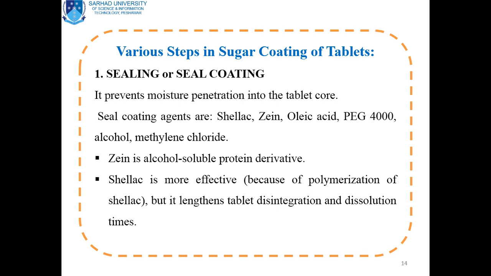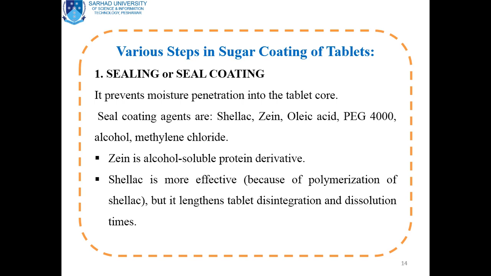The first one is sealing or seal coating. It prevents moisture penetration to the tablet core. Remember that the tablet without the coat is termed the core of the tablet or body of the tablet. Seal coating agents, or sealants, include shellac, zein, phthalic acid, PEG 4000, that is polyethylene glycol 4000, alcohol, and methylene chloride. These are the different seal coating agents.